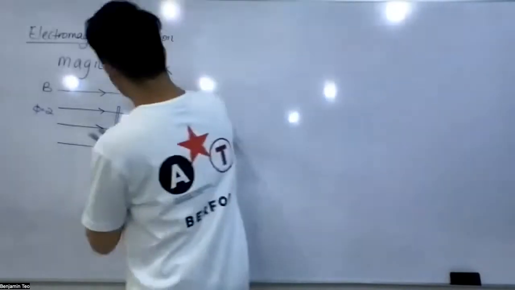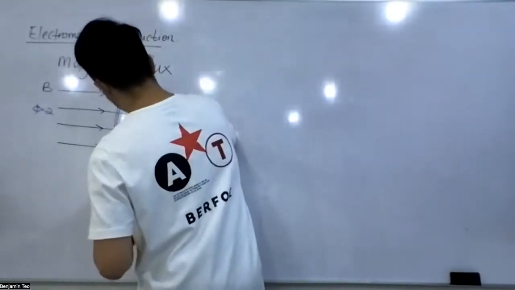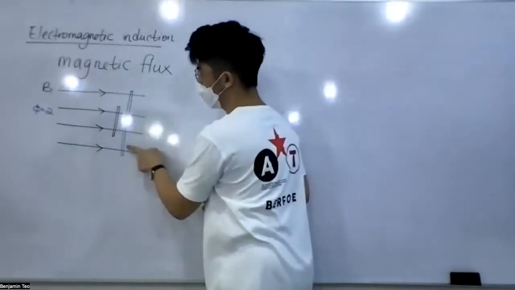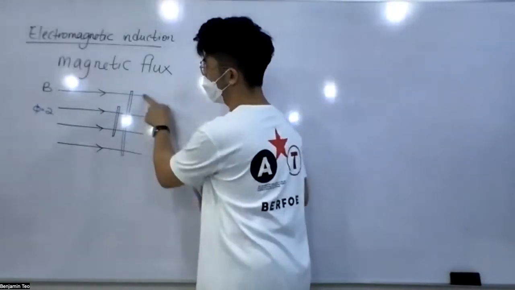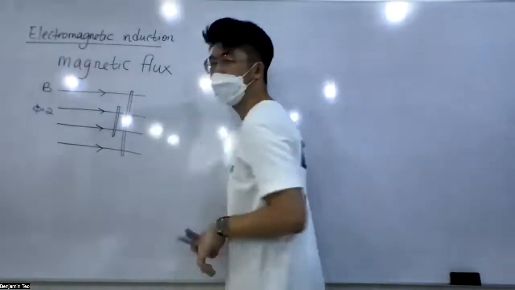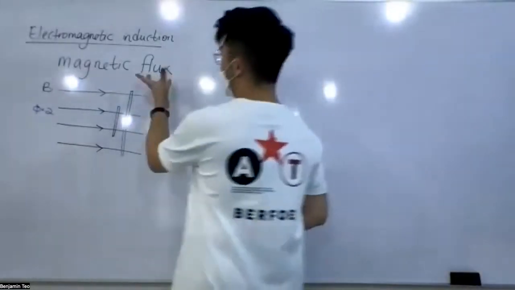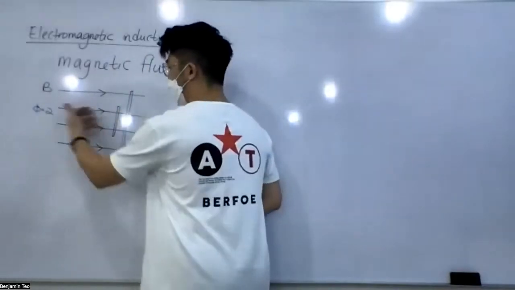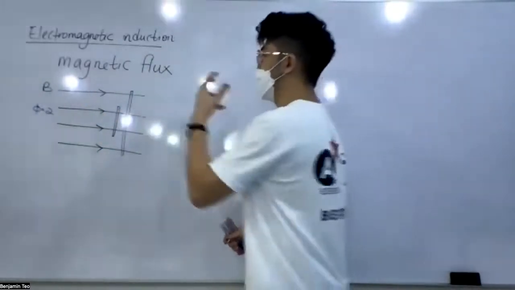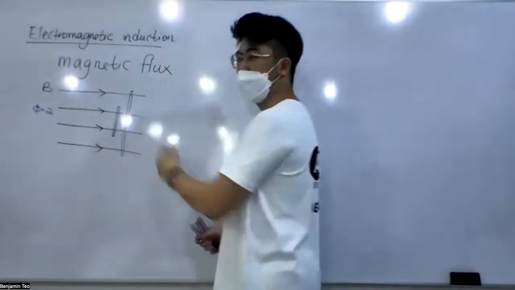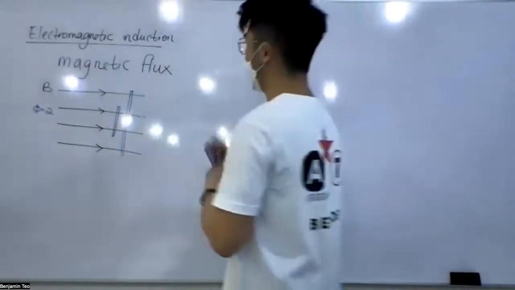If I increase the area, what is the magnetic flux linked to this plate? 1, 2, 3, 4. So now your flux has increased to 4. So magnetic flux is just magnetic field lines crossing the area. How many of them are crossing the area? It is a measure of quantity. We are talking about quantity.